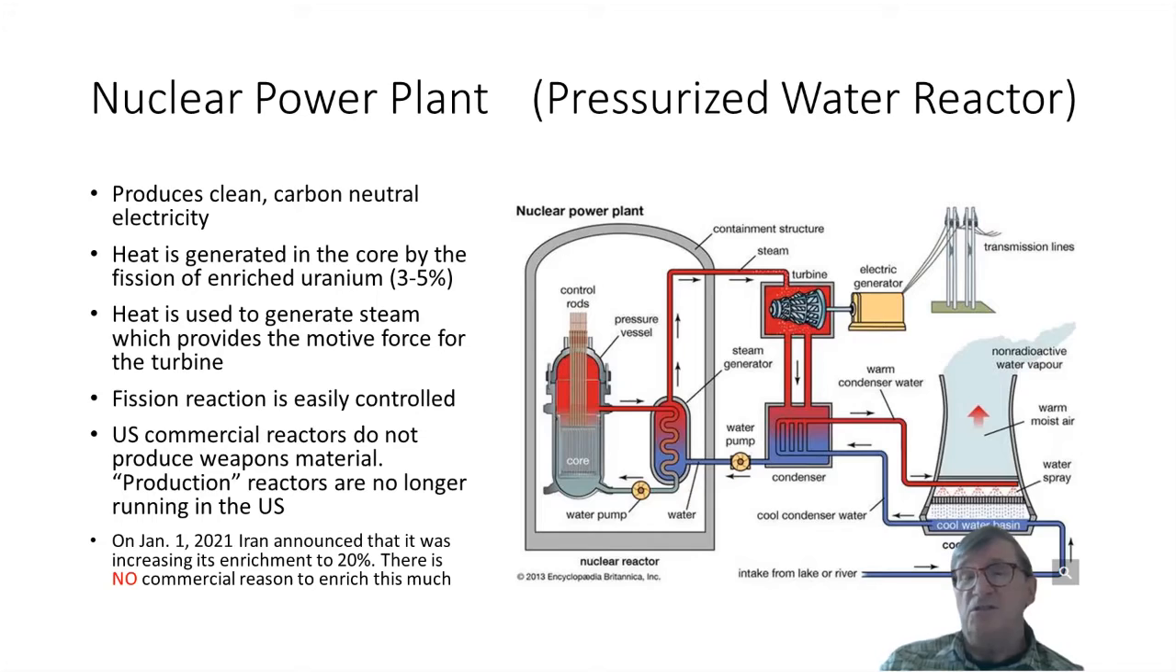I guess a big point is commercial reactors cannot make bomb grade material, nor do they use bomb grade material. The reactors that we used to produce that bomb grade material are no longer running in the United States. One interesting fact was on January 2nd, Iran announced that it was going to up its enrichment to 20%. And there is no commercial reason whatsoever to enrich that much. So it's strictly their saber rattling, or they're on their way to develop nuclear weapons.